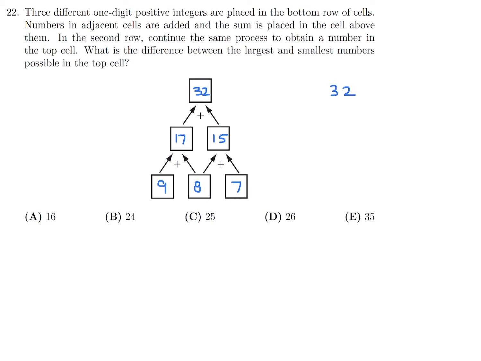Now let's do the same thing, but this time do the smallest. Well, the smallest is going to be 1, 1, 1, correct? No, because they've got to be three different numbers. Okay, how about 1, 2, 3? That's about as small as I can go. So this will be 3, this will be 5, and this will be 8. So 8 is my smallest. So 32 minus 8 is 24. That's the difference between the largest and the smallest.